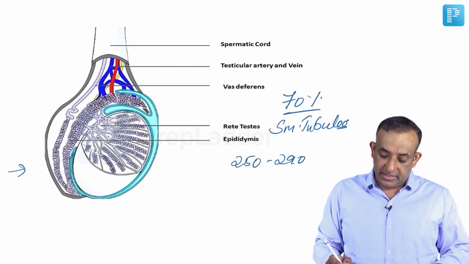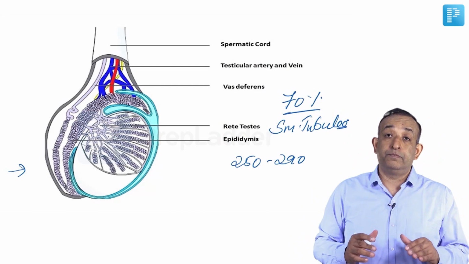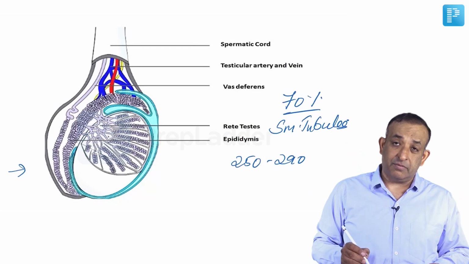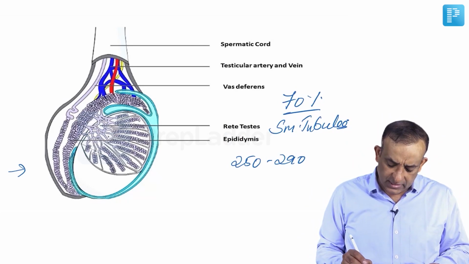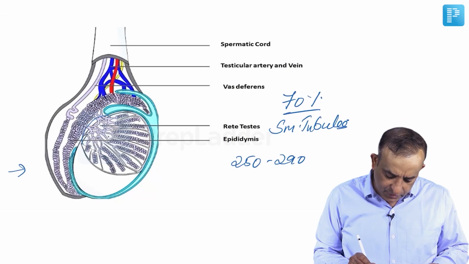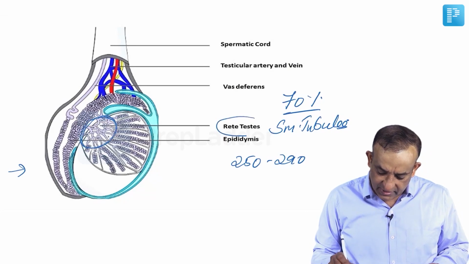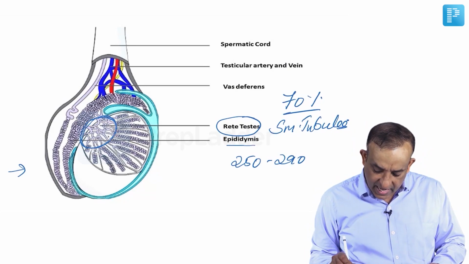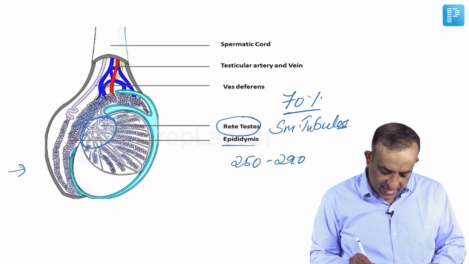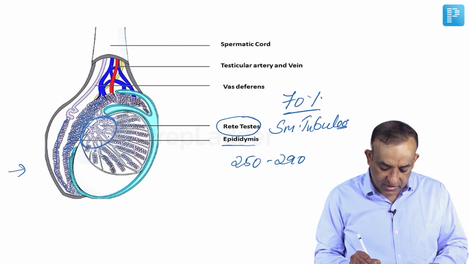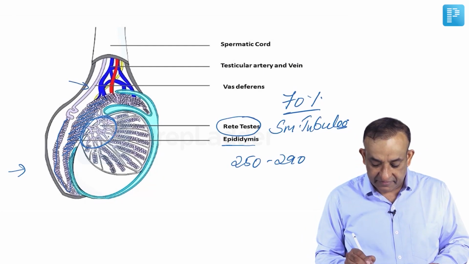And in these 250 to 290 lobules, there are lots of seminiferous tubules, and in these tubules the spermatocytes are made from the Sertoli cells, and these Sertoli cells will release the sperms into the lumen of the seminiferous tubules, and then these sperms will collect into the rete testis. Can you see this rete testis? That's where they'll be collected. From the rete testis, they will go into the epididymis. See this part, this is the epididymis, and this will now change into the vas deferens here.